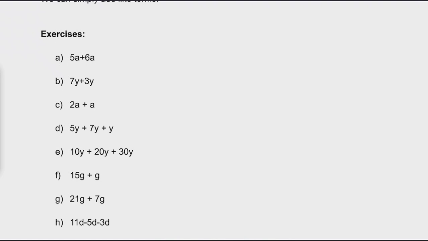5a plus 6a, you can ignore that letter part, that is equal to 11a. 7y plus 3y, again the letter part is the same, so it's 10y. 2a plus a, ignore that letter part, that is going to be 3a. If we had something like 2a plus b, then because that letter part isn't the same, you can't combine those. That would be the expression in its simplest form.